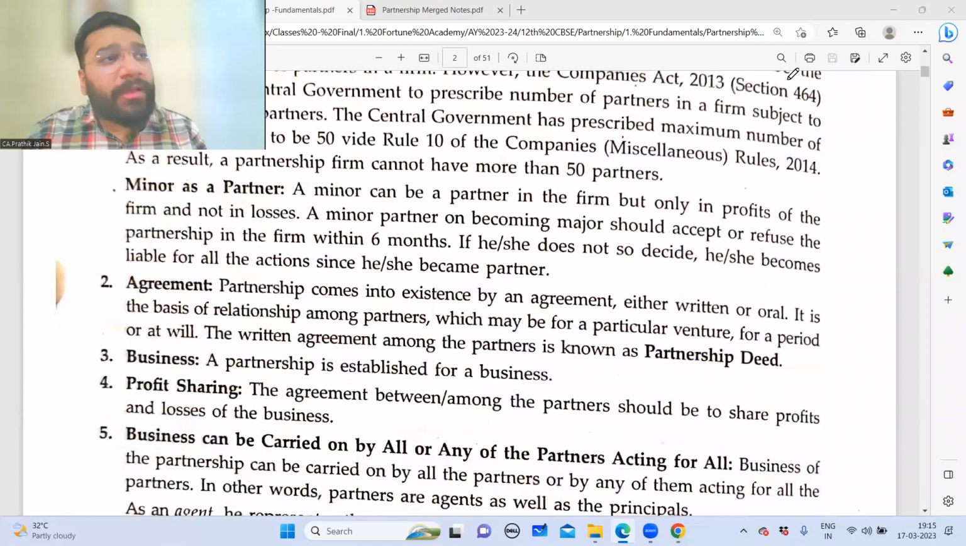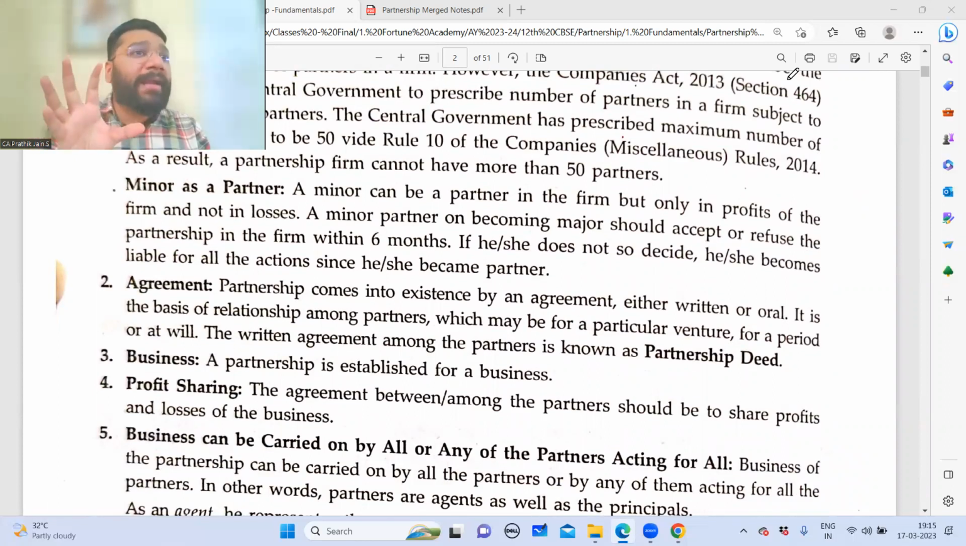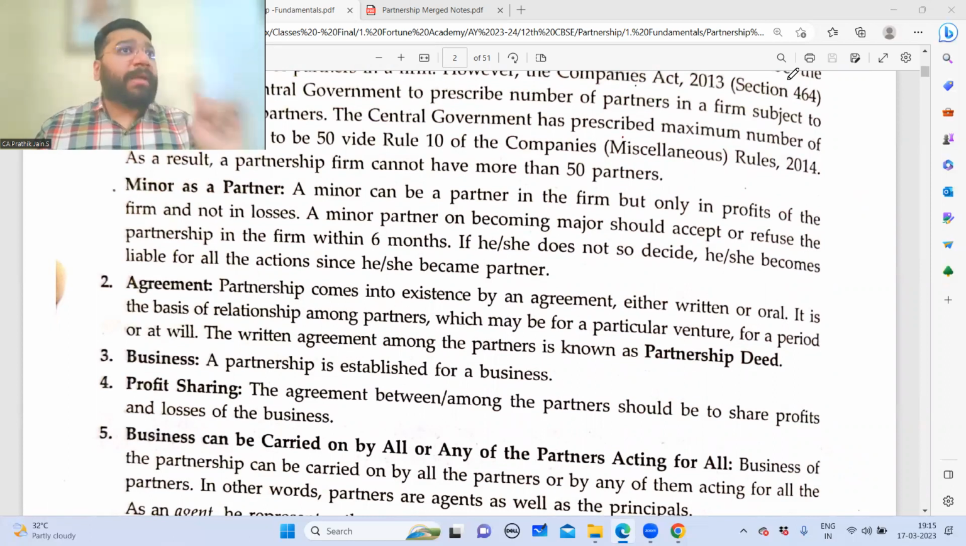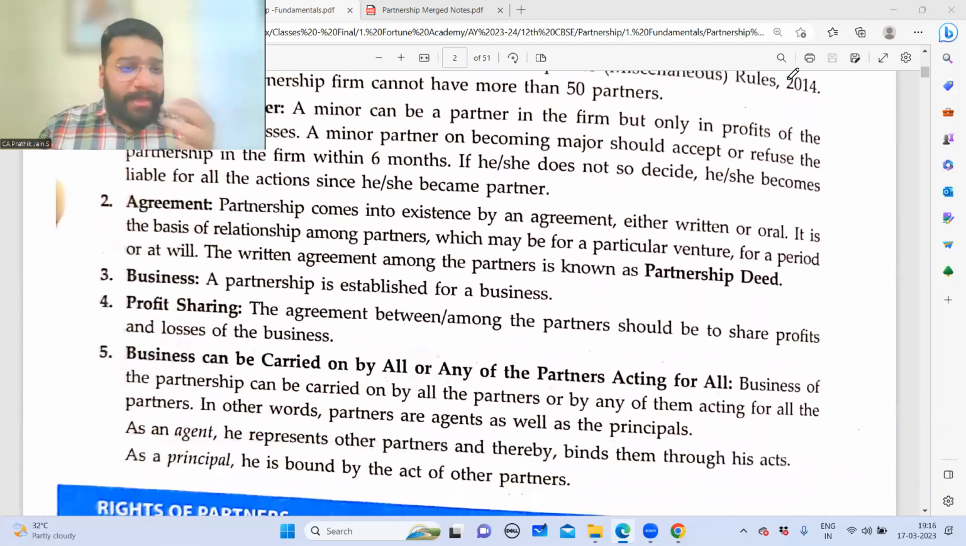Can a minor be added to the partnership? Yes. If all the partners feel that a minor could be added for the benefit of the partnership, very well, you can add. But a minor can only share profit. He will not bear losses. That is the condition. Rest all points are fine.